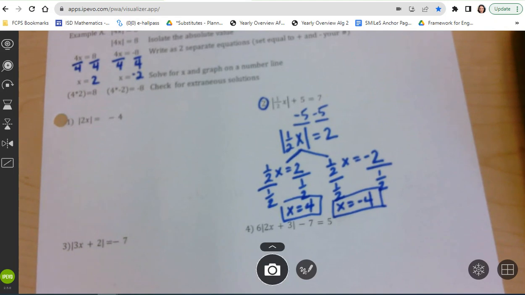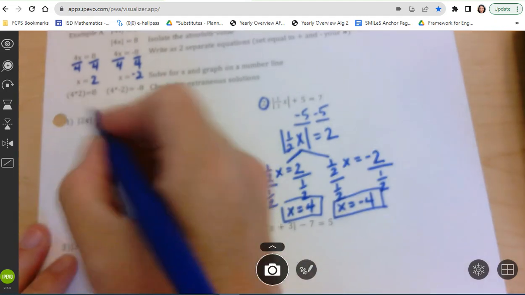Okay. Number 1 says the absolute value of 2x equals negative 4. I want you to talk to the people in your group about what's different about this problem and any issues you see with this. The absolute value of 2x equals negative 4.